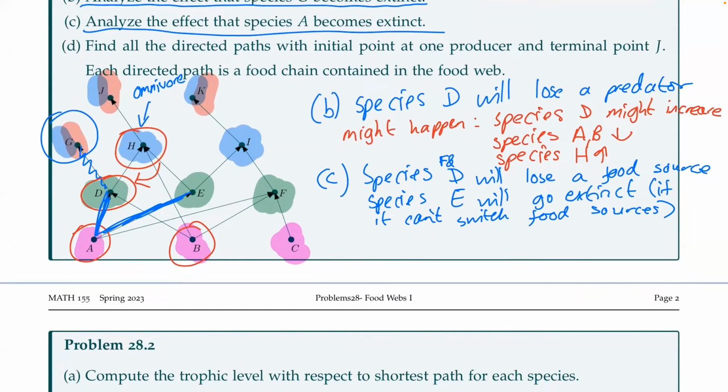So H and I don't lose a direct food source. So A is going extinct, but we don't know what's going to happen to D and E, right? So only species A is going extinct.